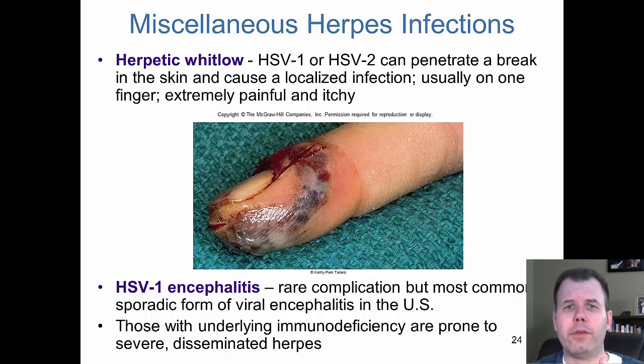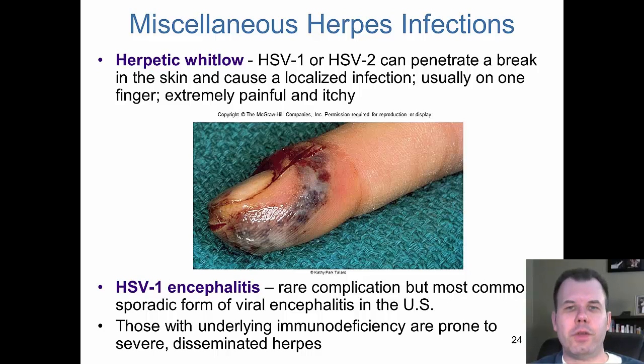Typically, it's a localized infection of the herpes virus in one finger, but it can be extremely itchy and painful, and obviously that does not look very pleasant right there. And so this can be something that you could get where if you're treating someone without wearing gloves and you have a cut, that this could spread.